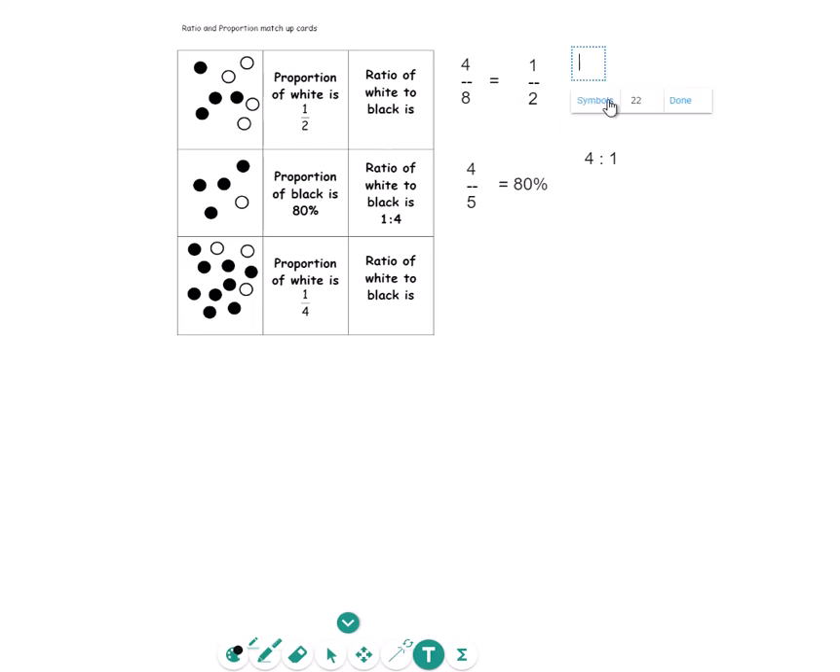And what's the ratio of white to black? Well, there are 4 whites and 4 blacks, which means the ratio is 4:4. And again, if we divide both of these numbers by 4, we will get a ratio of 1:1. That means an equal number of blacks and whites, and we can have 1 part white and 1 part black.